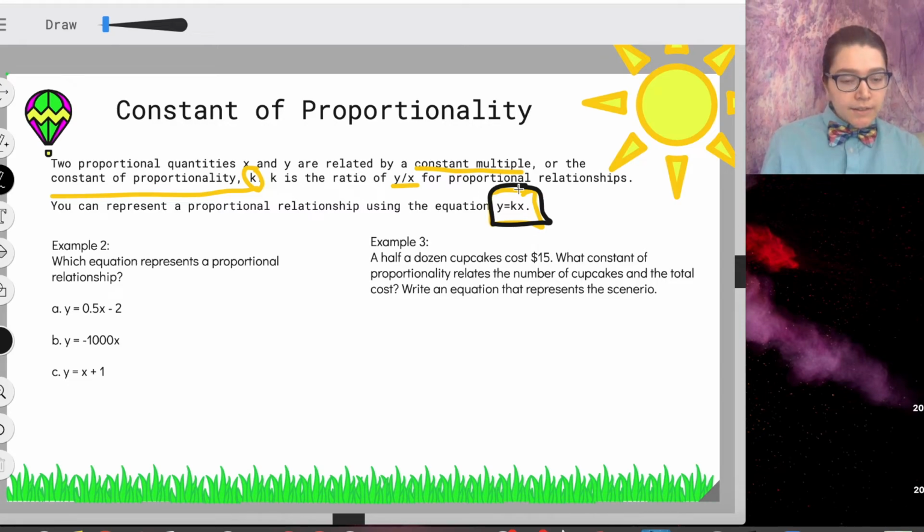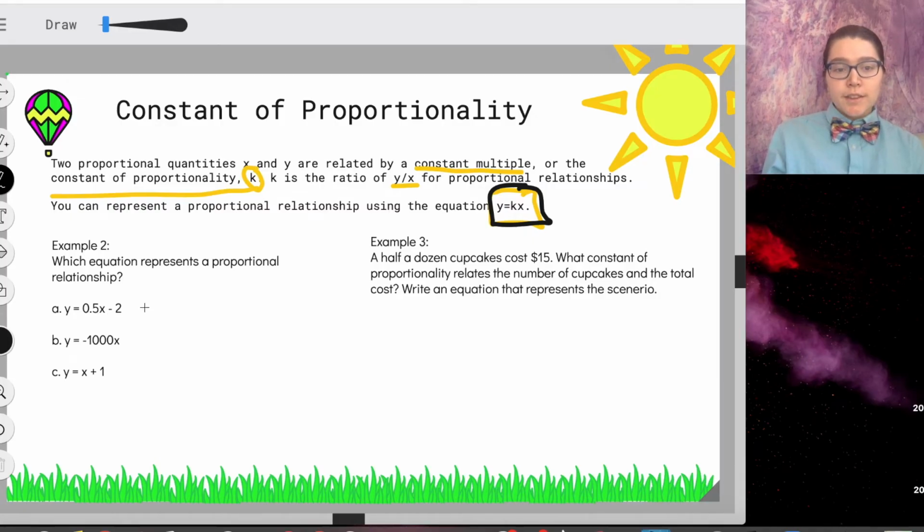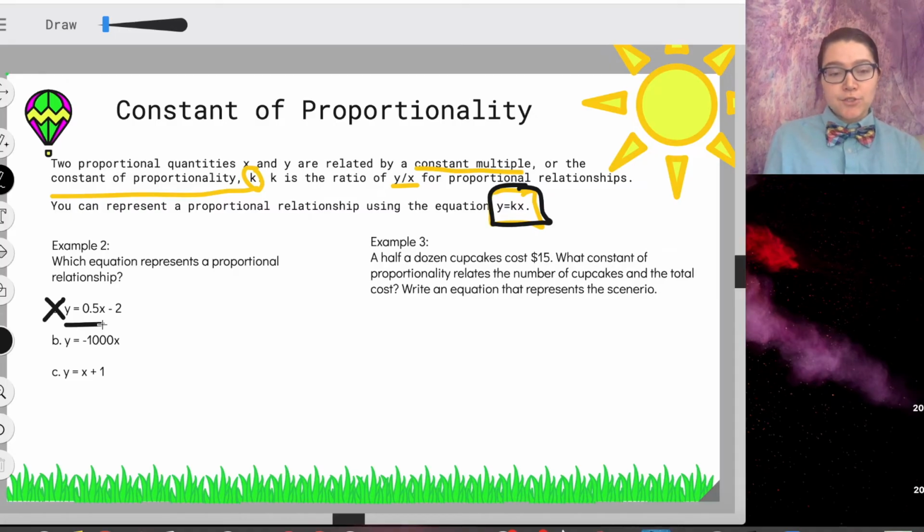So looking at A, B, and C, which of those is in the form of y equals some number k, we don't know what it is, but it's going to be a number, times x, and that's it. Well, if I look at A, I have y equals 0.5x minus 2. Okay, so that is not a proportional relationship. No. If I look here, if I just had y equals 0.5x, that would be great. That's a proportional relationship. But the second we add in this negative 2, that's a problem, right? Because that's not part of the form.